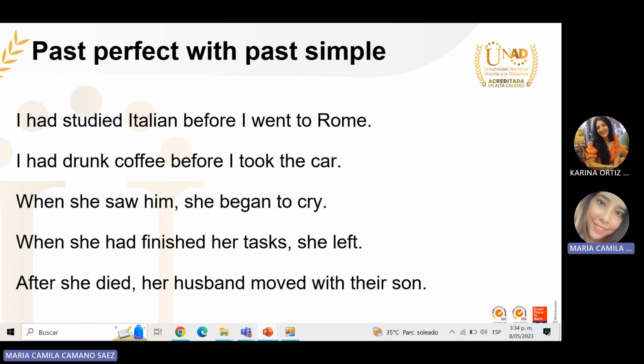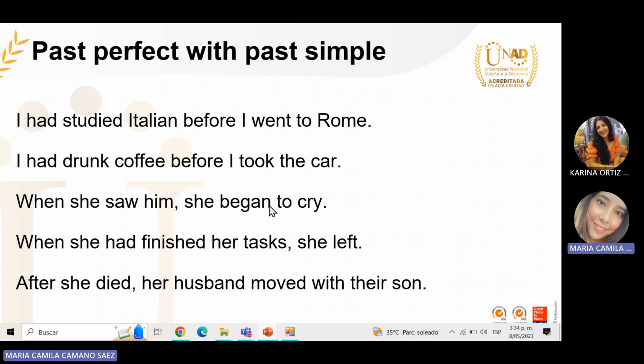For example, in this case, I had drunk coffee before I took the car. Okay, and in this case, we are going to watch the contrary, because this is past simple first. When she saw him, she began to cry. And in this case, we are talking about a cause and a consequence, okay? The cause is with past simple and the consequence is with past perfect.